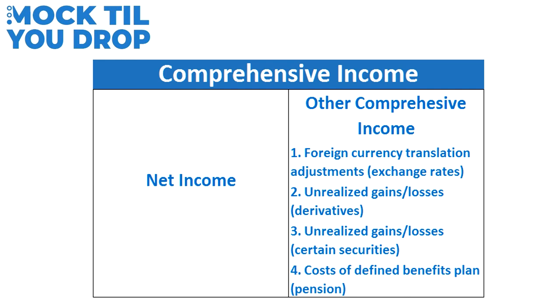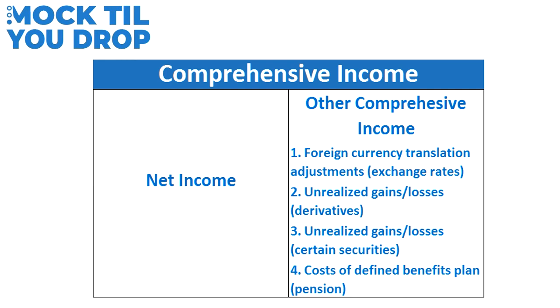This is basically saying if a firm owns a foreign subsidiary, any changes in the exchange rate can affect the values of the assets and liabilities, which flow into the parent firm's equity. The second and third types have to do with unrealized gains for derivatives and certain types of securities. The last type of item included in changes of equity would be costs for a firm's pension plan.